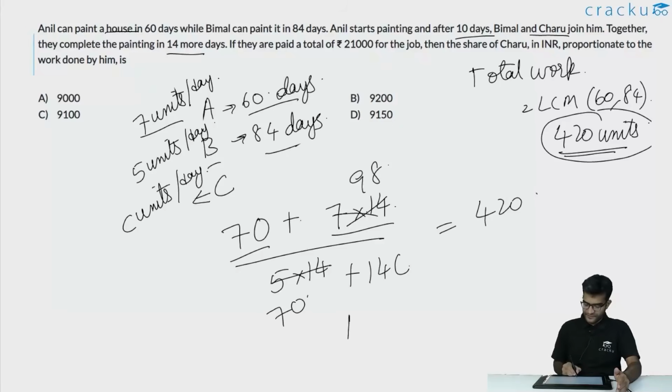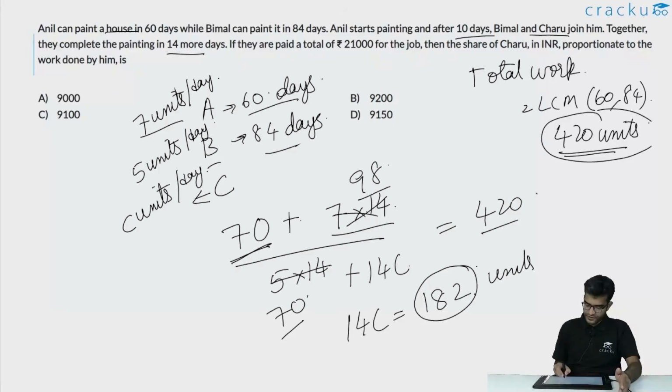So what is the value of 14C, which is the work done by Charu? The value of 14C will be 420 minus 70 minus 70. So this is 420 minus 140, which is 280. 280 minus 98 is 182. This is the work done by Charu, 182 units of work.